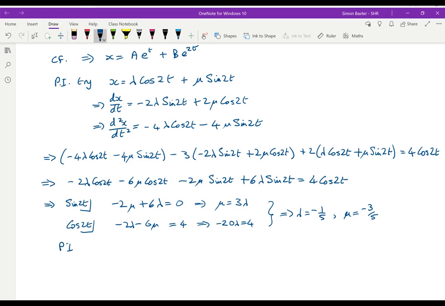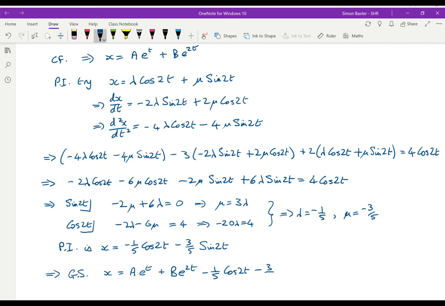And so the particular integral is x equals, λ is minus a fifth, that's minus a fifth cos 2t, μ is minus 3/5 sin 2t. And that gives us that the general solution is x equals complementary function, which is at the top of the page, ae^t plus be^(2t), plus the particular integral, which is minus 1 over 5 cos 2t minus 3 over 5 sin 2t.